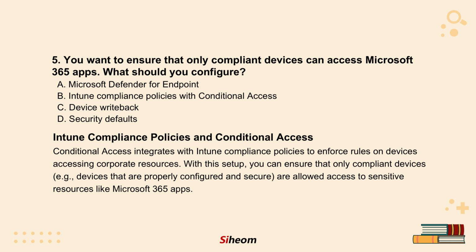Okay, moving on. Let's focus on ensuring that only healthy and secure devices are allowed to access our valuable Microsoft 365 applications. Device compliance for app access. Got it. The question is, what combination of features should you configure to enforce this requirement? The choices are A, Microsoft Defender for Endpoint, B, Intune compliance policies with conditional access, C, device writeback, and D, security defaults. What's the winning combination here?